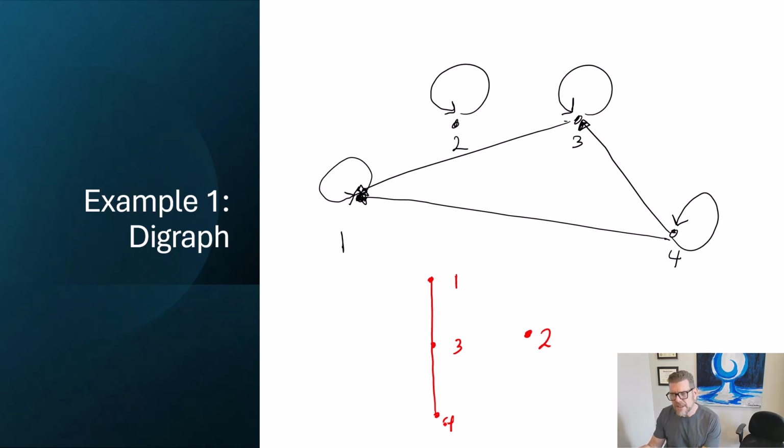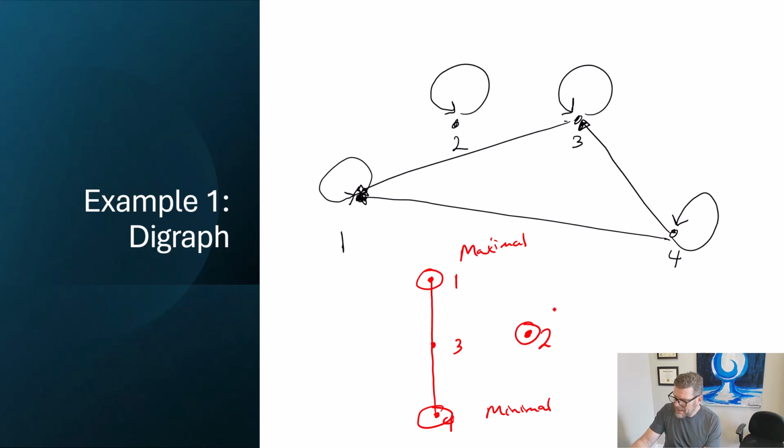It basically shows us the relationships between our elements. Now, in addition to that, it's also going to show us our minimal and maximal elements. 4 is a minimal. It's at the bottom. Everything comes out of 4, nothing goes into 4. 1 is a maximal element. Everything goes into 1, nothing comes out of 1.